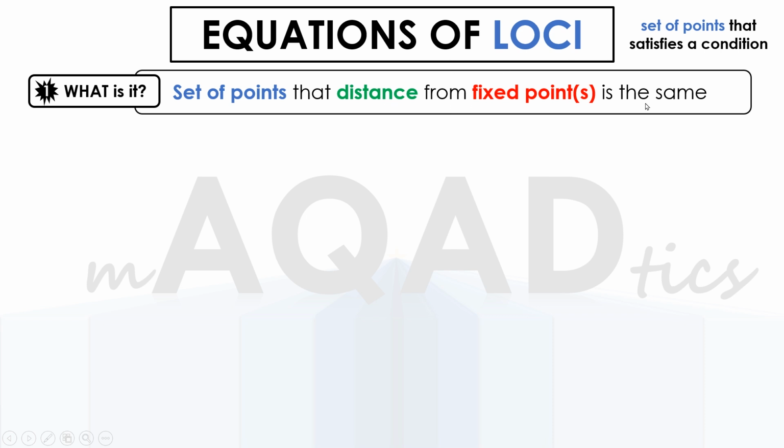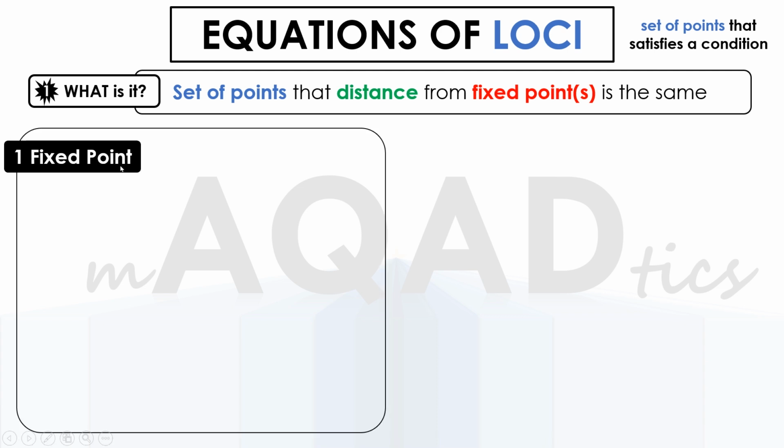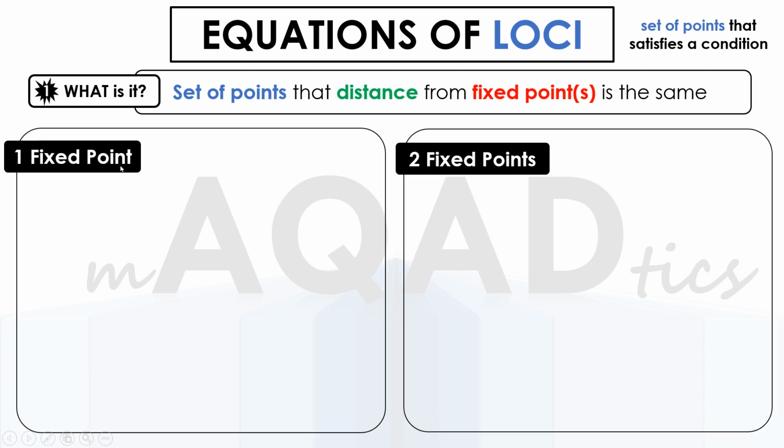the same. So here we have two cases. One is one fixed point and the other one is two fixed points. So let's focus on the one fixed point first. The formula here, we will use this. And let's understand how this comes about.